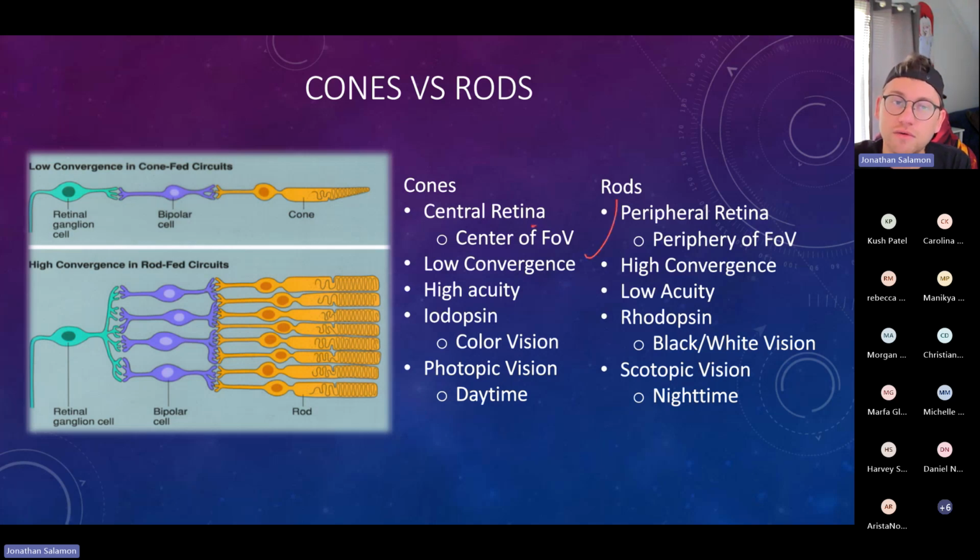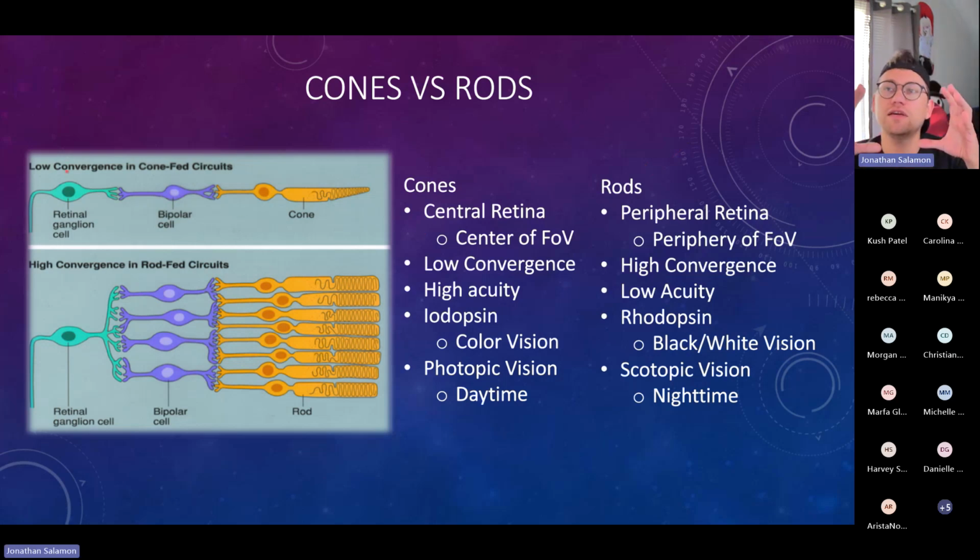Cones have low convergence, and what that basically means is you can think of it as one cone for one ganglion and one bipolar cell. Whereas rods have high convergence, which means you have a bunch of rods innervated by a slightly smaller number of bipolar cells and then innervated by a single retinal ganglion cell. So this should make a lot of sense, because you really need to internalize that cones are responsible for seeing things and rods are responsible for seeing motion, right?